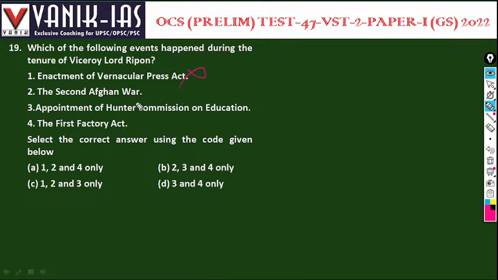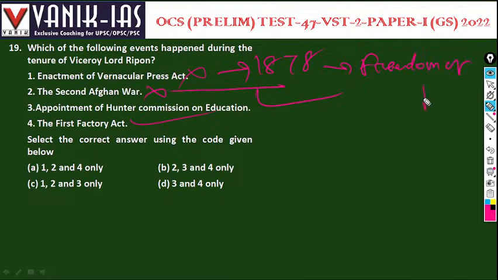Second, appointment of the Hunter Commission for Education. Yes. The First Factory Act gave rights to women and children. It came in 1878, right. One of the press acts controlled the freedom of press. Freedom of press control.